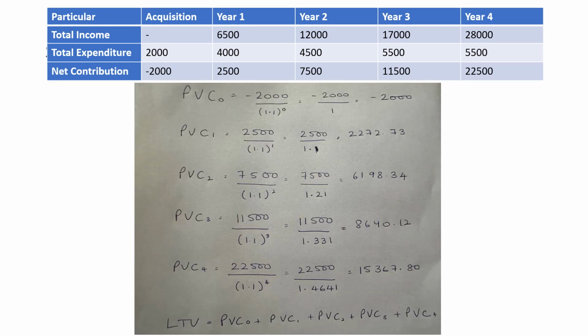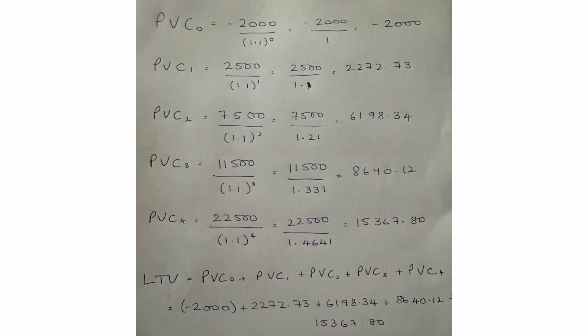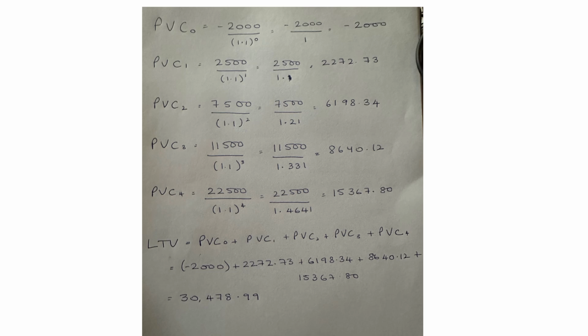LTV, therefore, as we said, equals sigma. Sigma means sum. So LTV equals the sum of all these PVCs across the years. So LTV equals PVC0 plus PVC1 plus PVC2 plus PVC3 plus PVC4. Now that we have those numbers, we put them down straight away. Don't forget the minus 2000, which is negative. And we get our answer, which is 30,478.99. I hope you were able to solve the sum with me and found it easy.